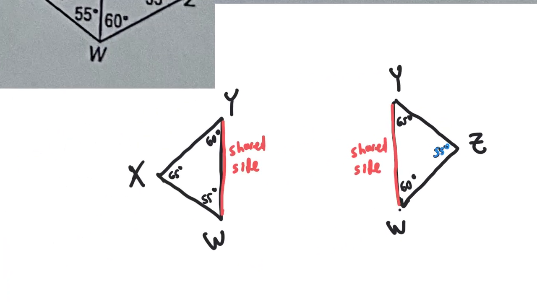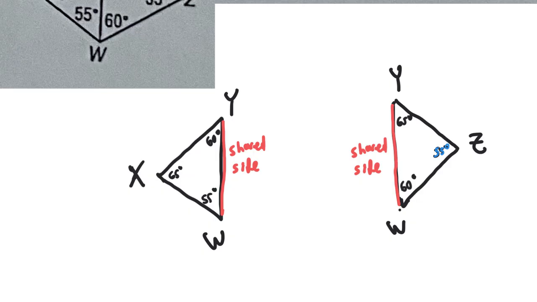Now, when you look at this one, this angle is 65. Isn't that the largest angle of all three of these? Yeah. So doesn't that make the shared side the longest side of this triangle? So this shared side is the shortest side of this triangle, but it's the longest side of this triangle. That means that this triangle has to be basically smaller than this triangle. Okay.